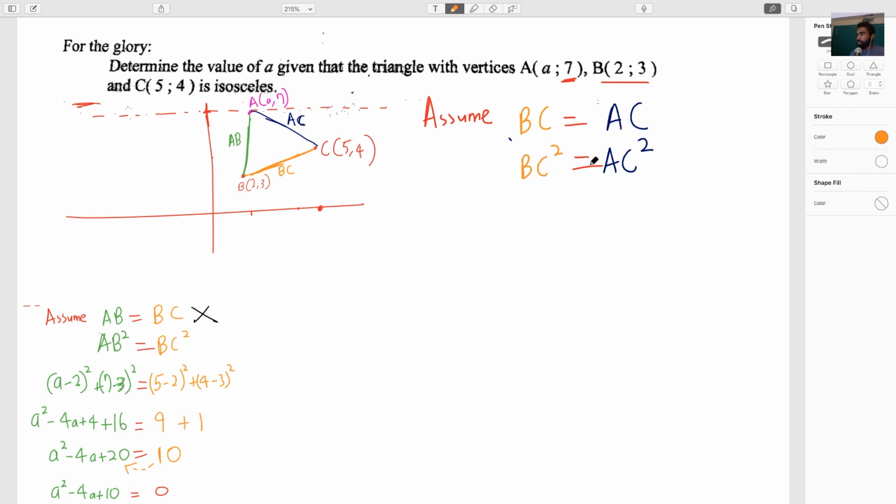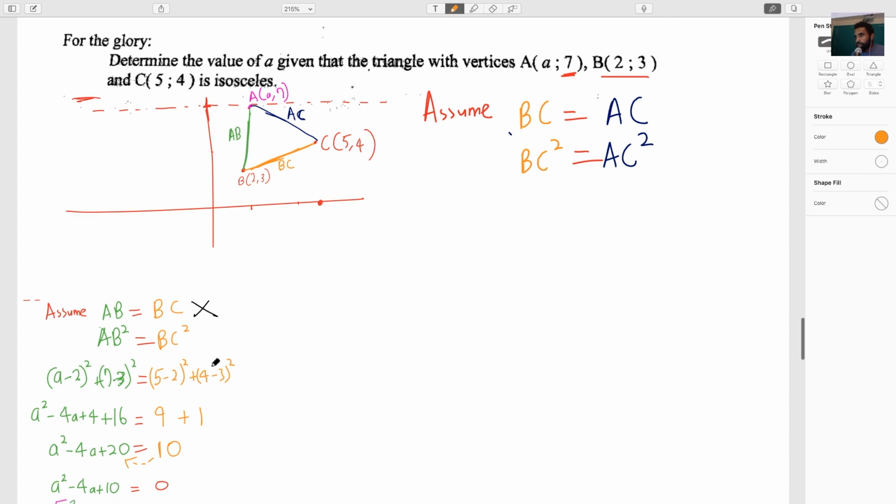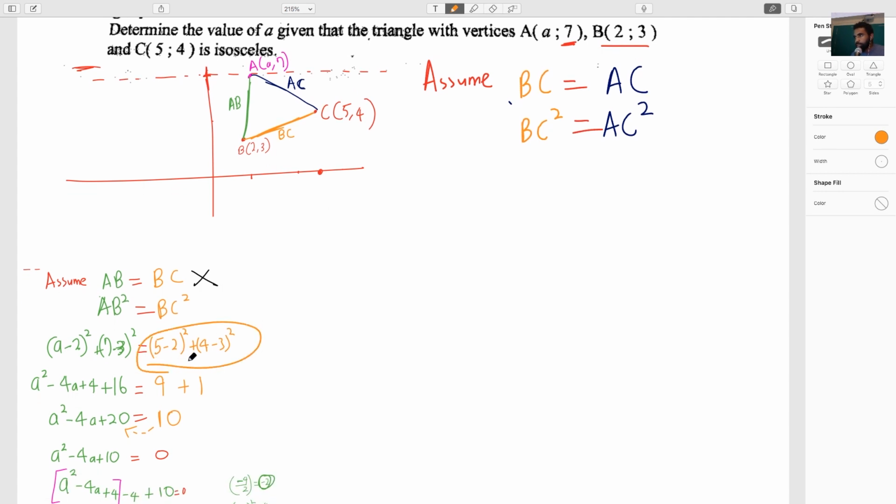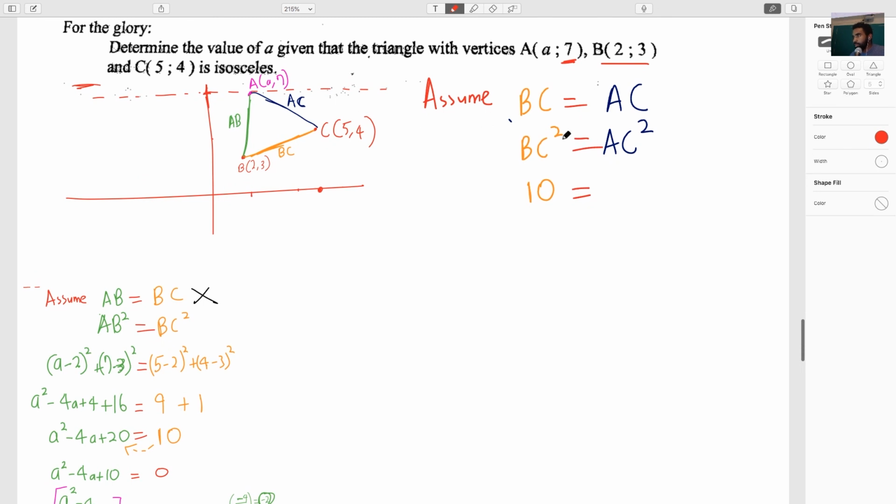And if we know this now, then we can calculate BC and we can calculate AC in terms of A, and we see what comes out of it. So BC, we already did it here. Remember? BC squared, so no need to do it again. We know it's 10. And that is equal to AC squared. This we haven't done before. So we need to do again the subtraction of the x's.